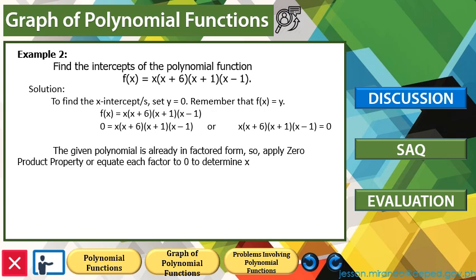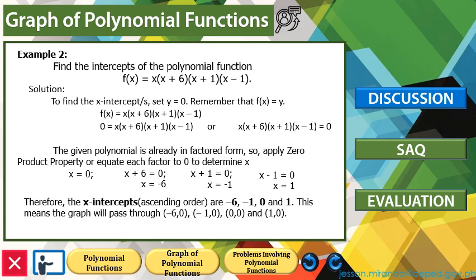We have x equals 0. x plus 6 equals 0, then x equals -6. x plus 1 equals 0, then x equals -1. And x minus 1 equals 0, then x equals 1. Therefore, the x-intercepts are -6, -1, 0, and 1. This means the graph will pass through (-6, 0), (-1, 0), (0, 0), and (1, 0).